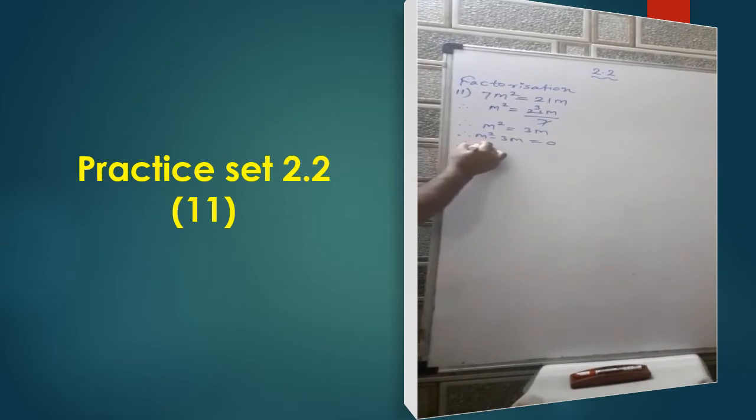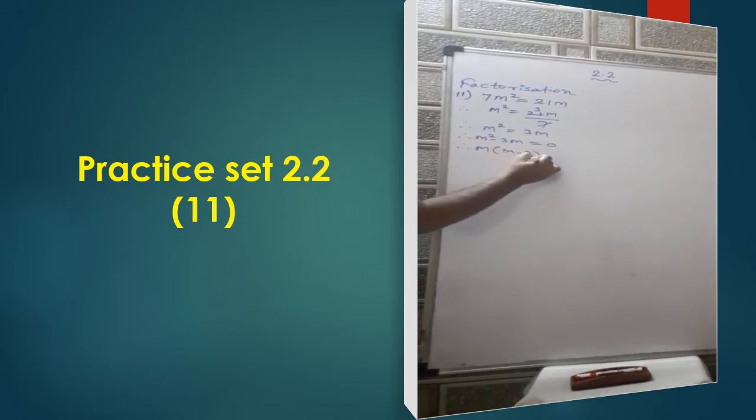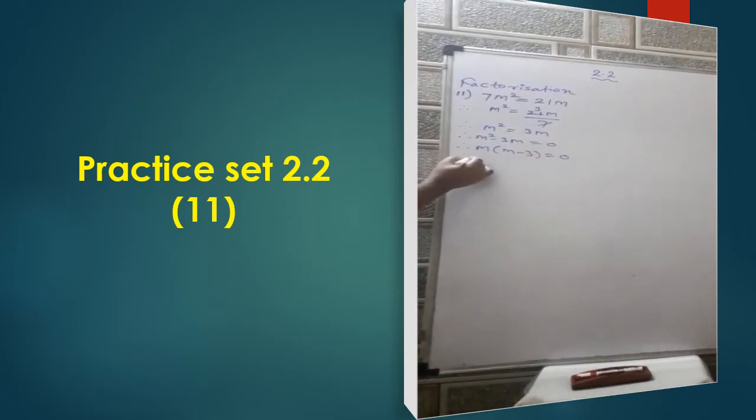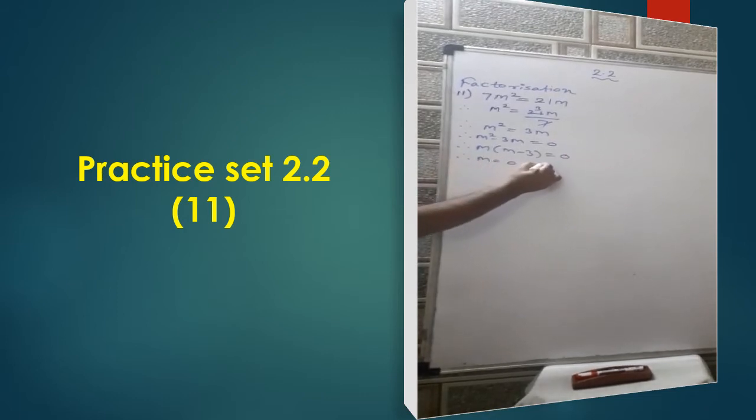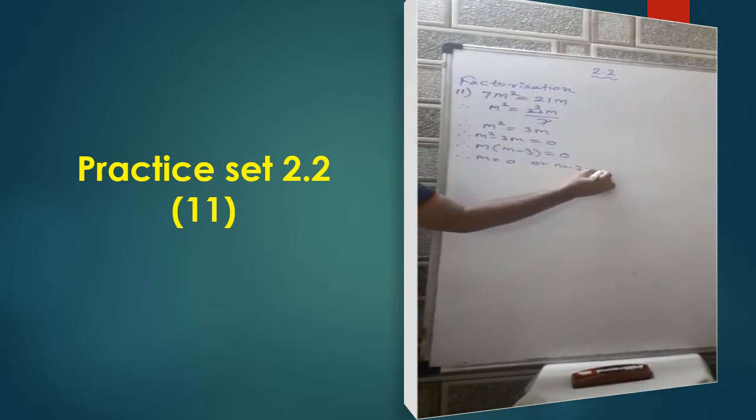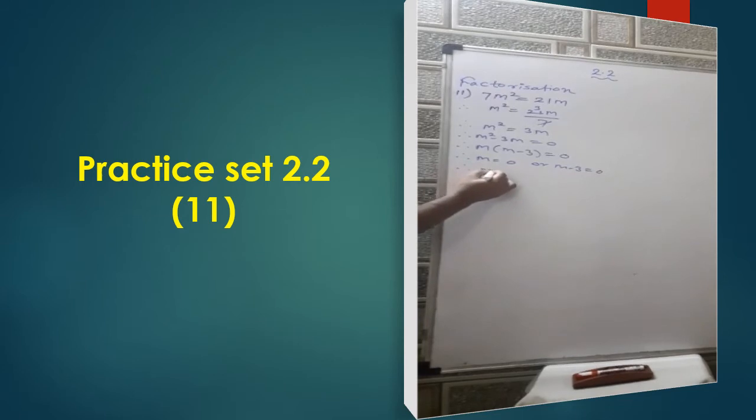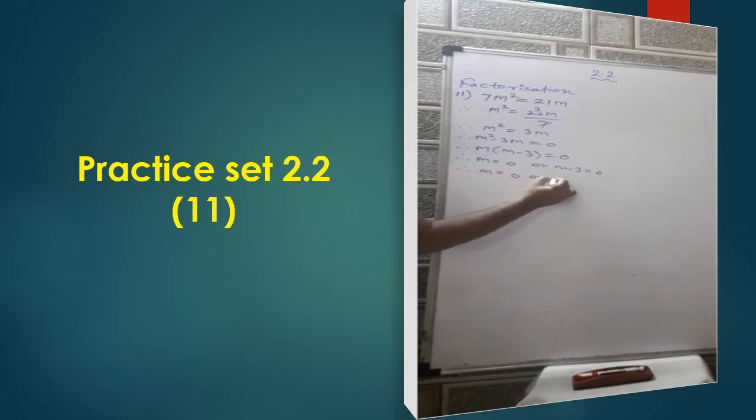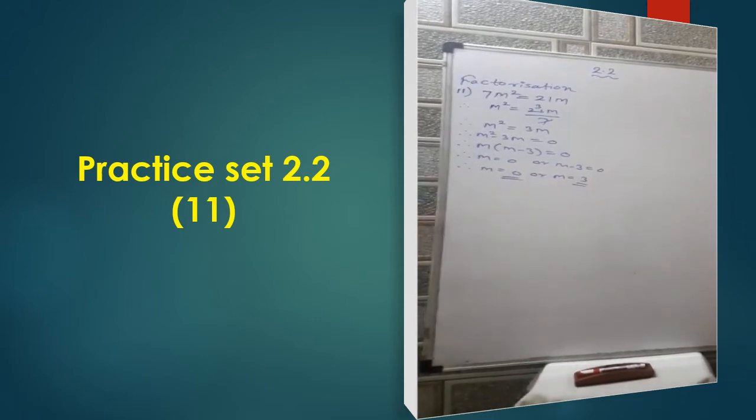So first we take m as a common factor. So m minus 3 equals 0. So m equals 0 or m minus 3 equals 0. So m equals 0 or m equals 3. So 0 and 3 are the roots of the given equation.